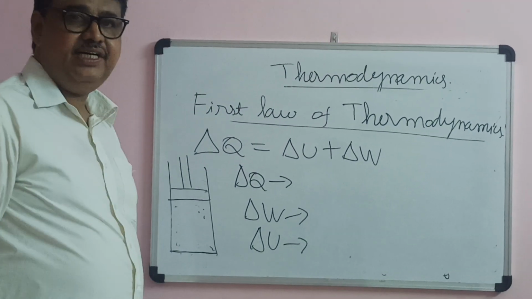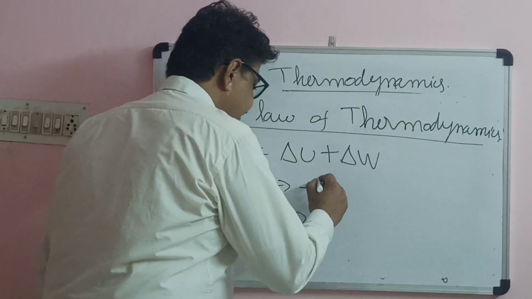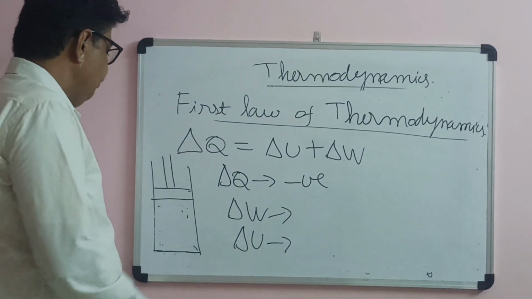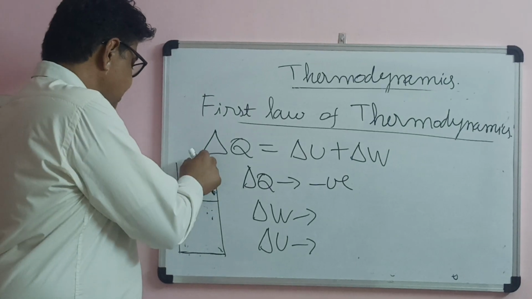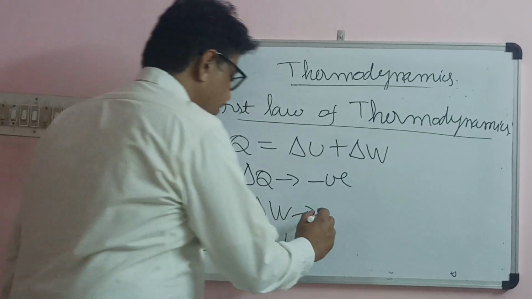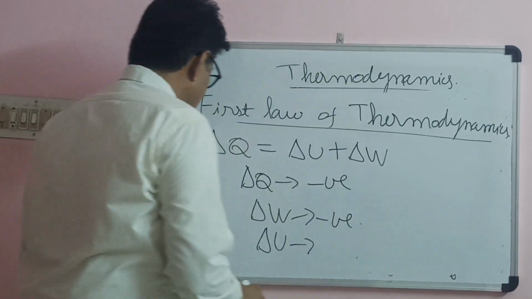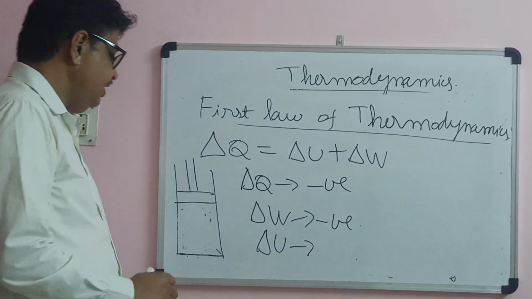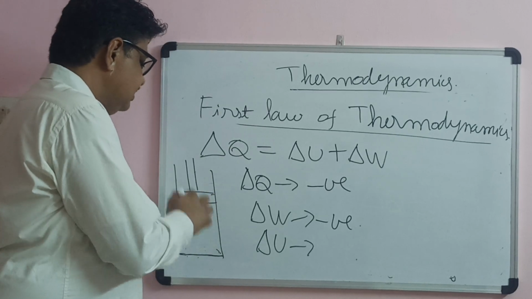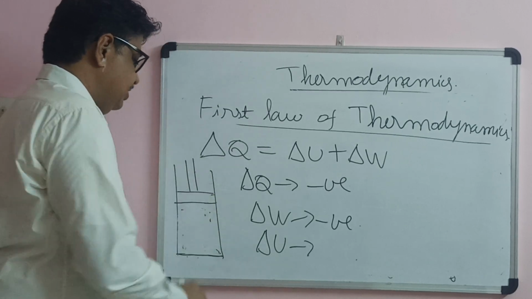When heat is rejected by the gas, then it is negative heat. When the work is done on the gas, when the piston is pushed down, work is done on the gas, then this work is a negative work. The internal energy of the gas, in this case, may decrease.